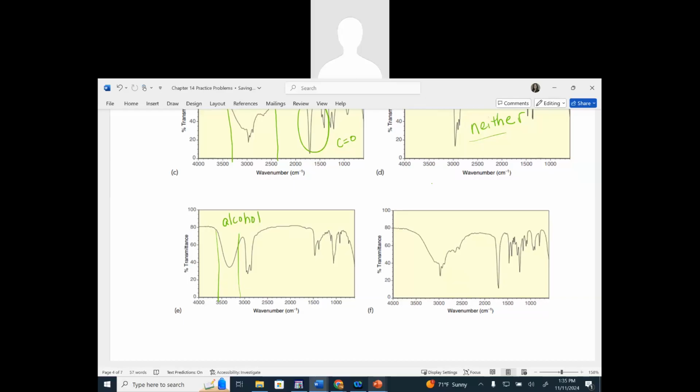And in our last compound, you can look at this shape here specifically, but again, we see this broad signal, anywhere from 2200 up to 3600 or so. And again, this is characteristic of a carboxylic acid OH stretch. And this here around 1700 is characteristic of the carbonyl stretch. So our last compound here is once again a carboxylic acid.